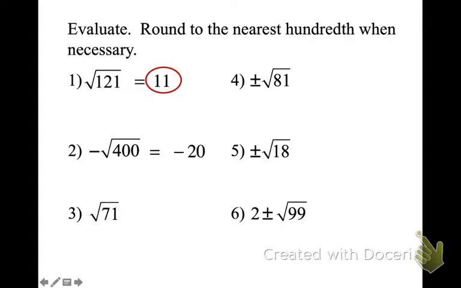Okay, why don't you guys try the next 1, 2, 3, 4. Or why don't you just try the next up to 5. Pause the recording. Okay, let's check our work.